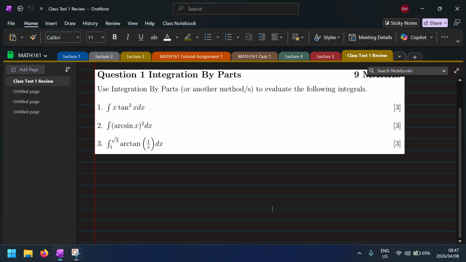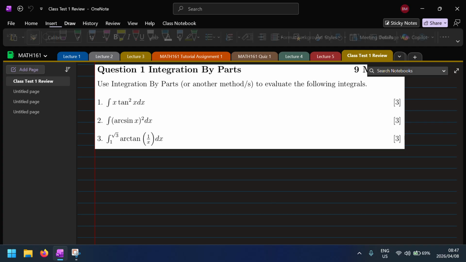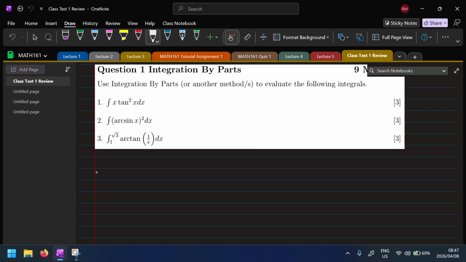So the mark allocation was pretty simple, 3 marks. So substitution, calculation, answer, basically. So just check for that as we go through. So question number 1. So this was all integration by parts. So I gave you the hints for what to do.